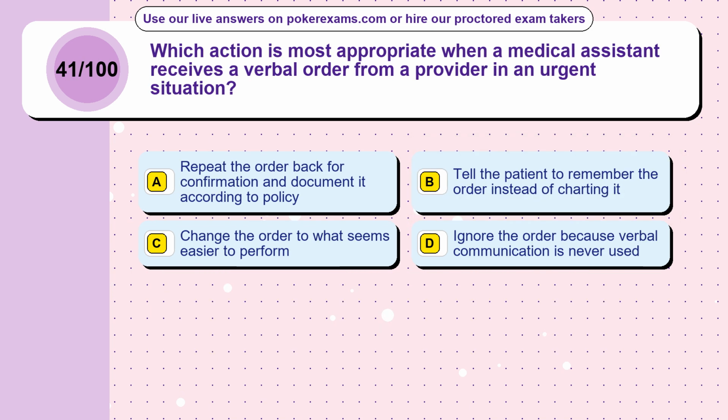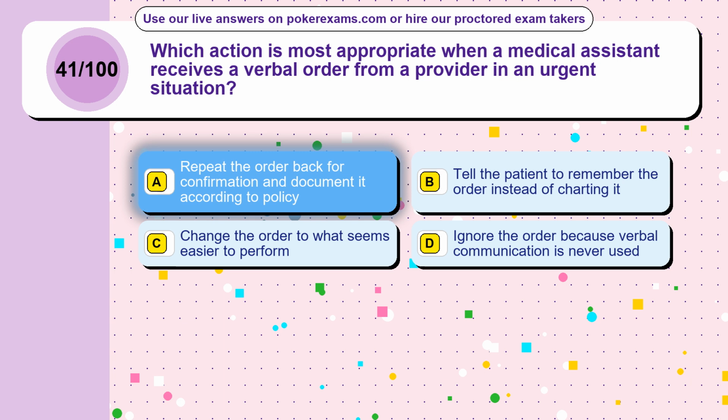Question 41. Which action is most appropriate when a medical assistant receives a verbal order from a provider in an urgent situation? Option A. Repeat the order back for confirmation and document it according to policy. Option B. Tell the patient to remember the order instead of charting it. Option C. Change the order to what seems easier to perform. Option D. Ignore the order because verbal communication is never used. The correct answer is option A.